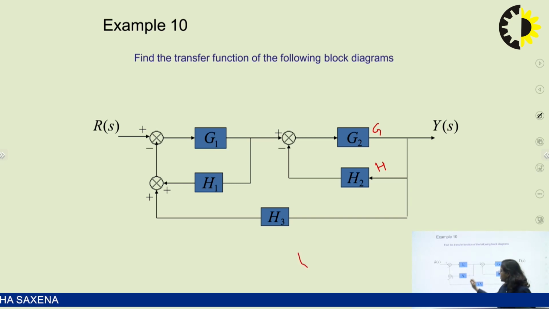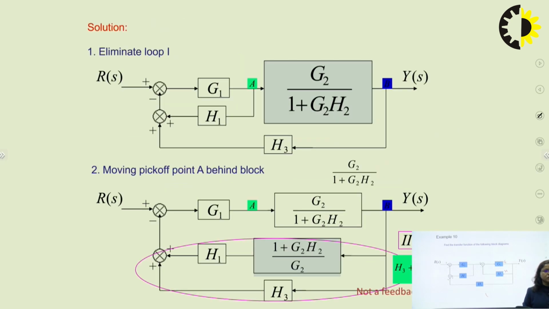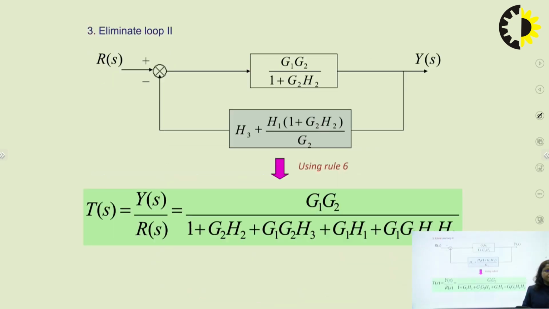This is also a feedback function where H1 is in feedback for G1 and H3 is in overall feedback. So G1 upon 1 plus G1 H1, and these two blocks are in cascade. So G1 G2 upon 1 plus G1 H1, 1 plus G2 H2. So this will be the overall function. Once we solve this function and move it, the overall block diagram will become like this.